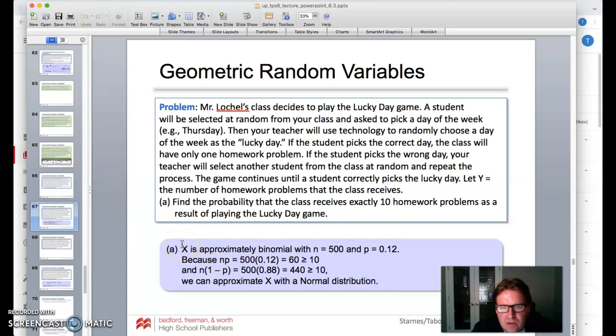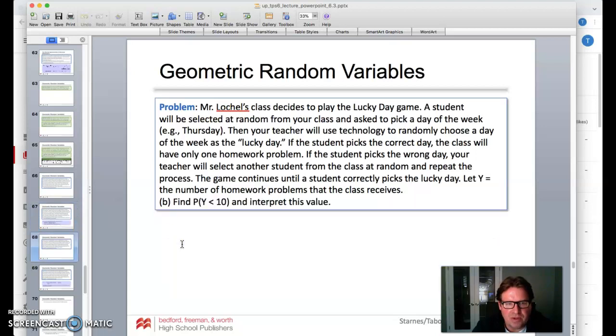But again, what we would do if it's exactly 10, we'd want to take the probability of failure. So you have a 1 out of 7 chance of picking it. So we're going to go 6/7, and we're going to raise that to the 9th power. And then multiply that by, of course, 1/7, and that would be the probability of exactly 10 homework problems. Okay, sorry about the typo there.